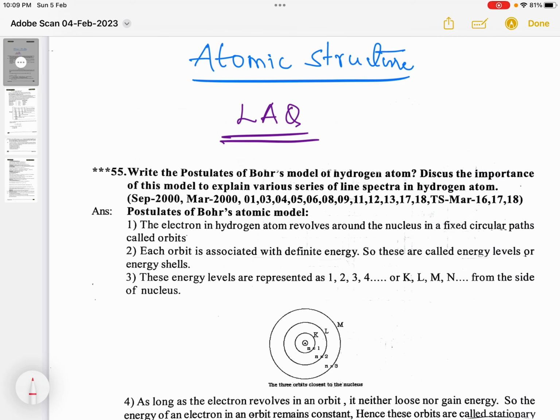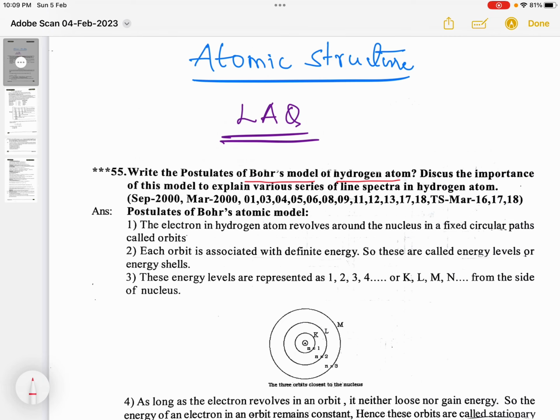The first one is: write the postulates of Bohr's model of hydrogen atom. Discuss importance of this model to explain various series of line spectra in hydrogen atom. So this is related to Bohr's atomic model. Let us see the postulates of Bohr's atomic model.